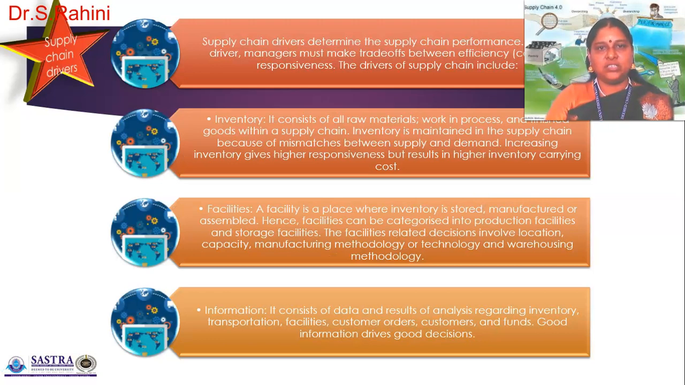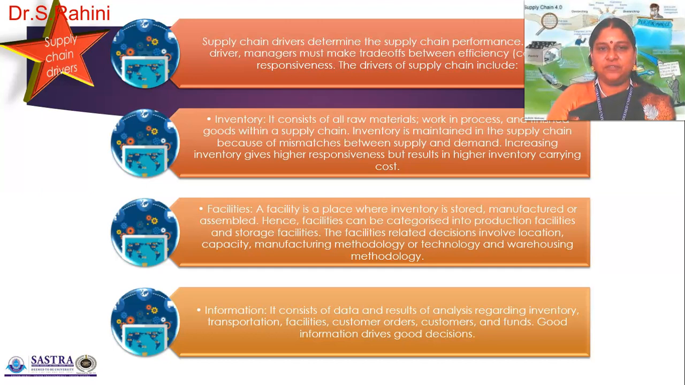Number one, inventory consists of all raw materials, work in progress, and finished goods within a supply chain. Inventory is maintained in the supply chain because of mismatches between the supply and the demand, and increasing inventory gives higher responsiveness but results in higher inventory carrying cost. So it should be balanced.